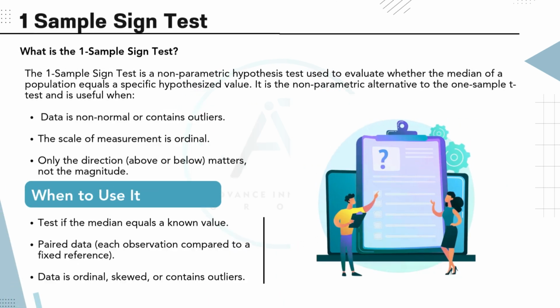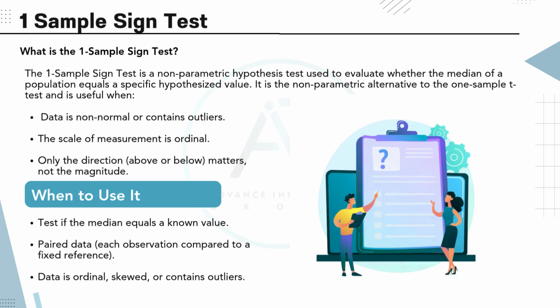Let's now discuss the one-sample sign test, one of the most commonly used non-parametric tests. What is the one-sample sign test? This test is used to determine whether the median of a population is equal to a specific hypothesized value. It is the non-parametric counterpart of the one-sample t-test and is ideal when your data is not normally distributed, or there are extreme outliers. The measurement scale is ordinal, such as satisfaction ratings or rankings. You only care about whether values are above or below a benchmark, not by how much.